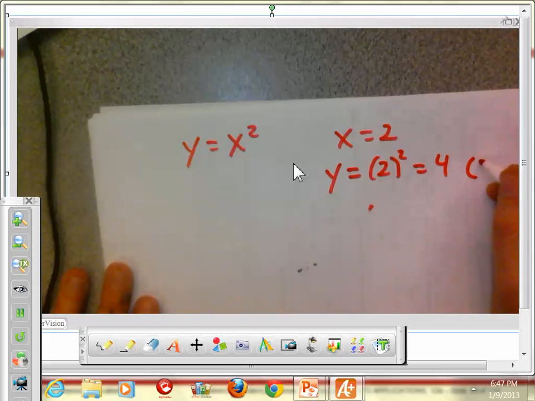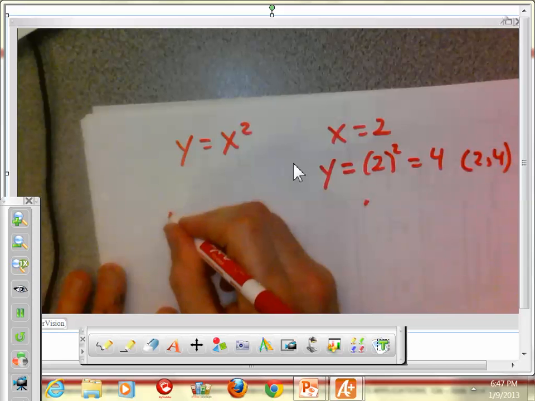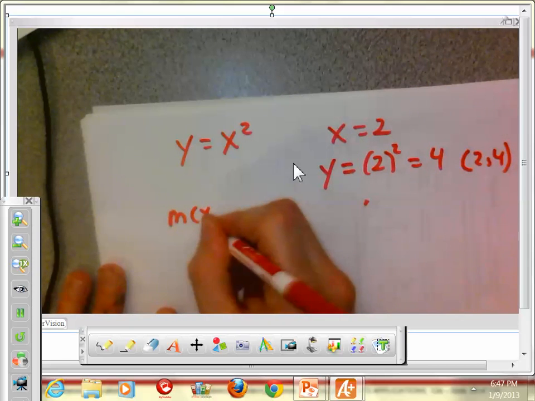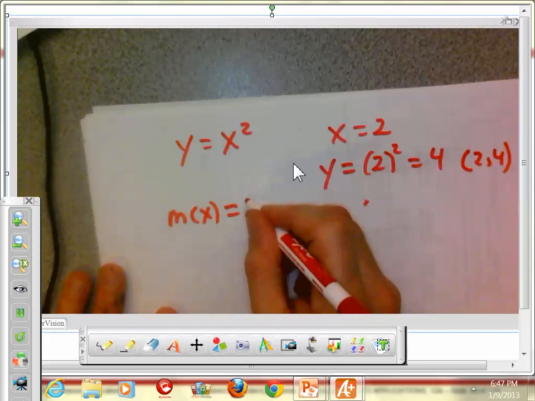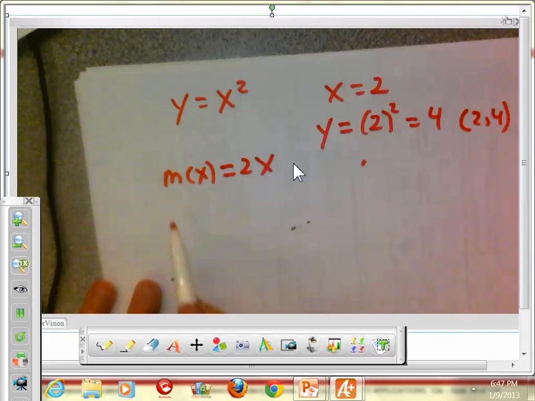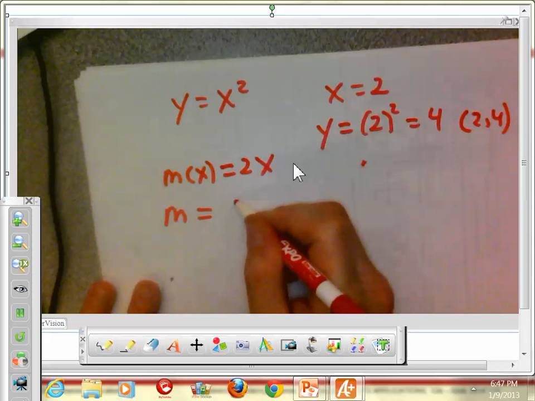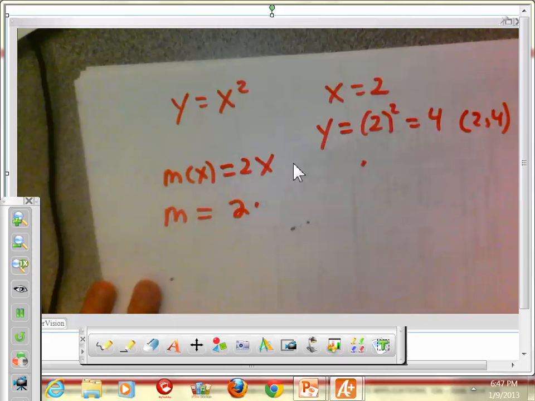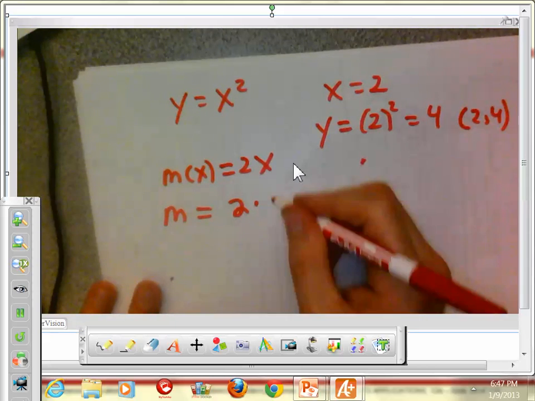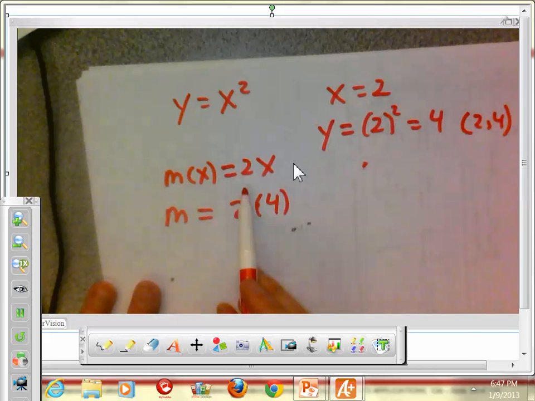Now I'm telling you that my slope, m of x, for this function is given by the equation m of x equals 2x. So if the function is y equals x squared, the slope is given by 2x. So if x is equal to 2, what is the slope going to be? It's going to be 4. Because all I'm doing is saying, if x is 2, and this tells me what the slope is when x is 2, which is 2 times x, so this is also going to be 4.